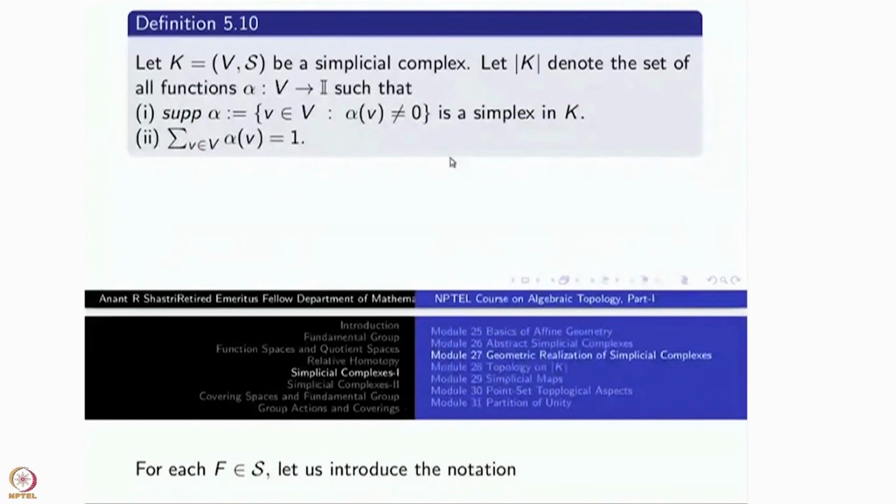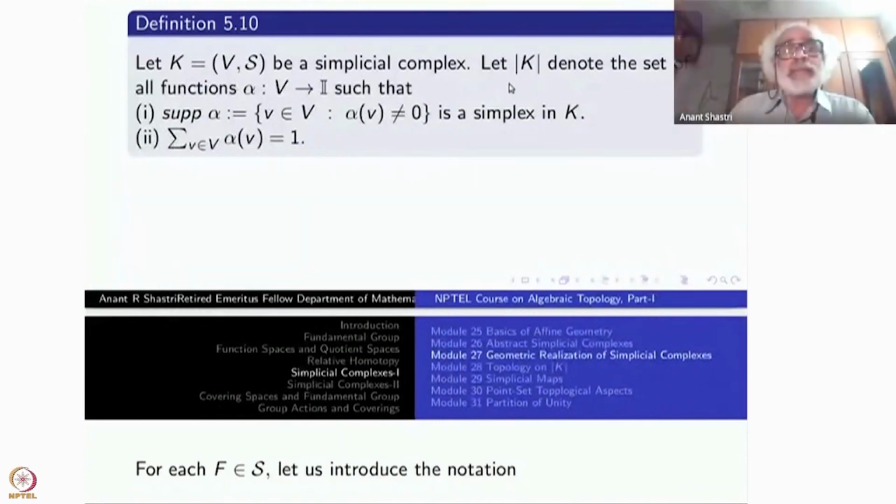So we took mod K as a subset of the product set I cross I, taken V number of times. The number of vertices in V, that many copies of I is taken, which is the same thing as taking functions from V to I. The additional condition is that the support of alpha, namely points where alpha is not zero, must be members of K, and the sum total is equal to 1.